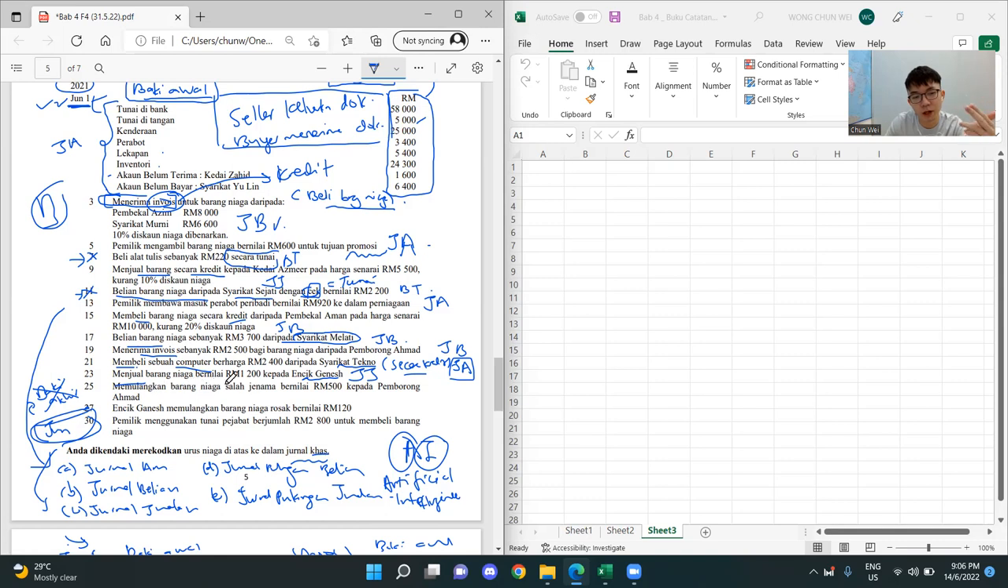Then 25, memulangkan barang niaga kepada. So, siapa yang pulangkan? Kita yang pulangkan. So, this is a pulangan. So, we know that this is a jana pulangan. Okay, so sini ialah siapa yang memulangkan. Saya memulangkan kepada dia. So, I am returning the barang niaga to him.